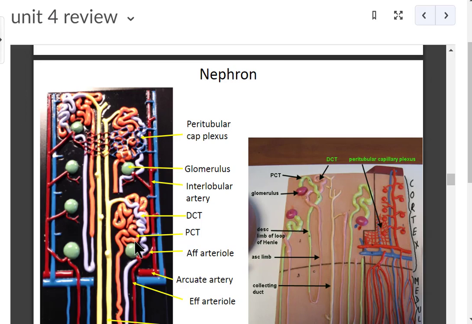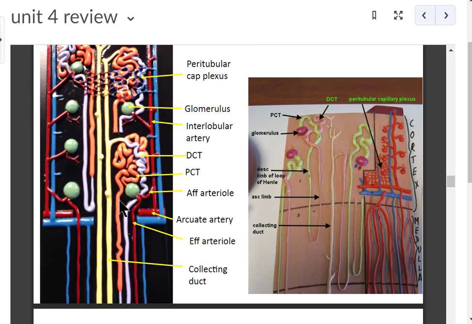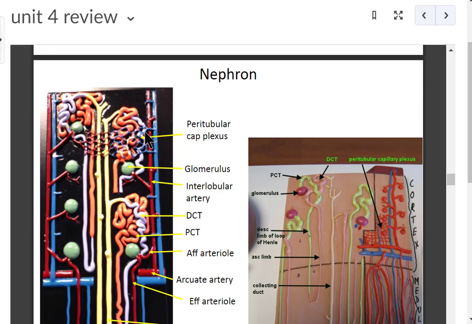From the glomerulus, this orange one is going to be the proximal convoluted tubule. And then that comes down as the loop of Henle, goes back up. So this is the descending and ascending limb of the loop of Henle. This becomes the distal convoluted tubule, which drains into the collecting duct. So you always see the distal draining into the collecting duct. So up here as well, this distal draining into the collecting duct, okay?